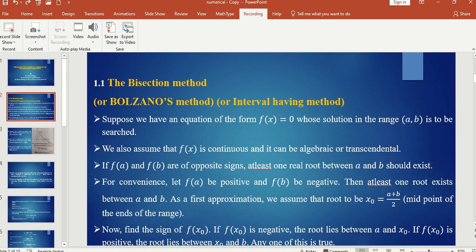We assume that f of x is continuous, and if f of a and f of b are of opposite sign, then we choose the initial value x naught equal to a plus b by 2. Suppose this f of x naught sign is negative, then the root lies between a and x naught. Suppose f of x naught sign is positive, that is the value is a positive value, then the root lies between x naught and b. So any one of these is true.